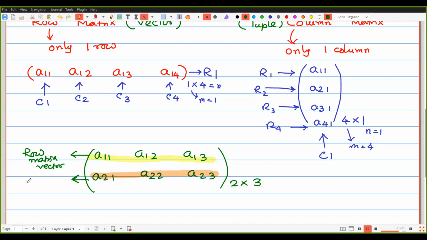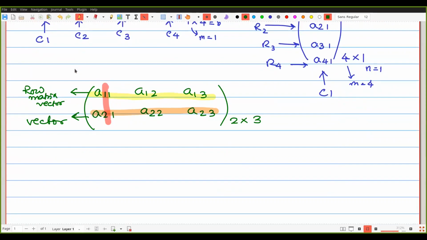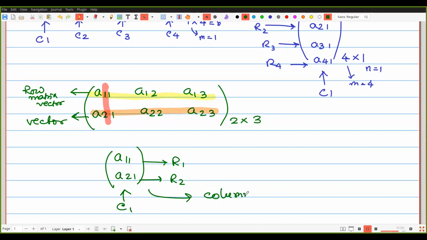So the second one is also called a vector. Now, according to the column, if we proceed to another one, suppose the first column, that means the first column is here, that is representing A11, A21. So how many rows are there? Row 1, row 2. But how many columns are there? There is column 1. That means only one column. So that matrix is also called a column matrix. And its different name is the tuple.